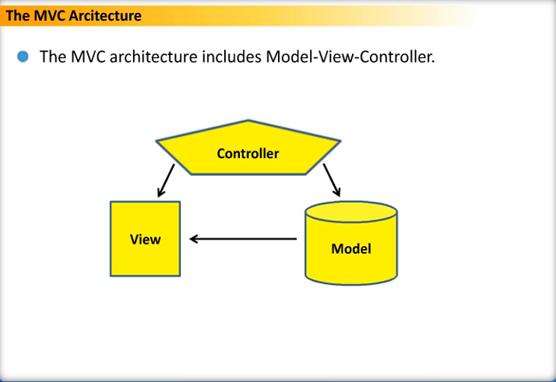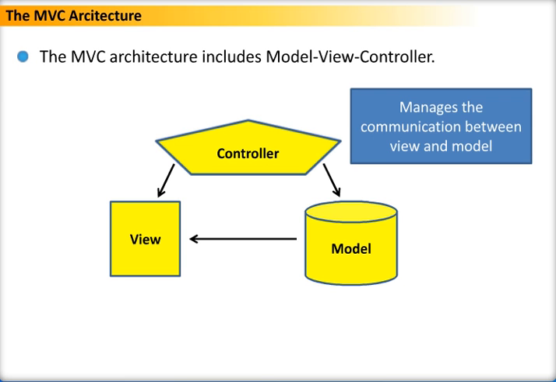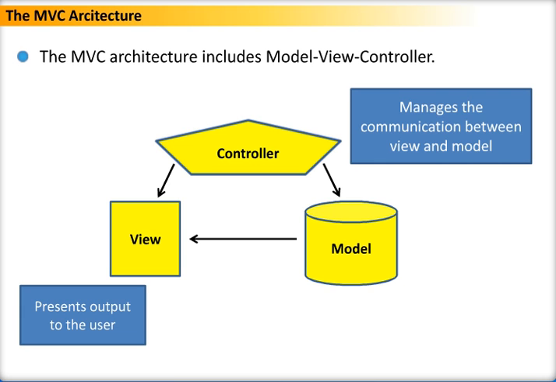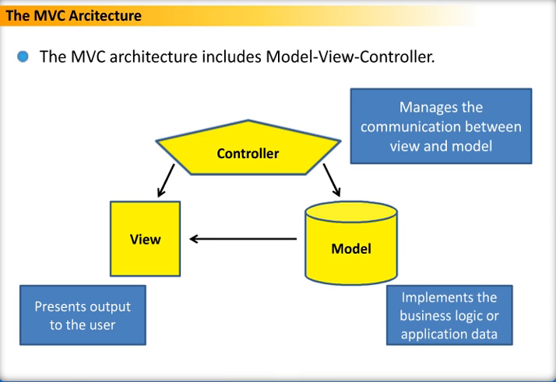In the previous session, you learned that using the MVC architecture to resolve the separation of concerns is a good approach. It includes model, view, and controller. The controller manages the communication between the view and model. The view presents output to the user. It can be a JSP page or a servlet used as view. Finally, the model implements the business logic or application data with the help of simple Java classes. So, let's learn about the implementation of the MVC architecture.